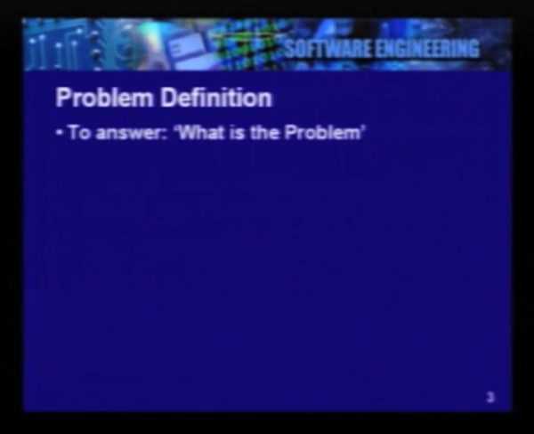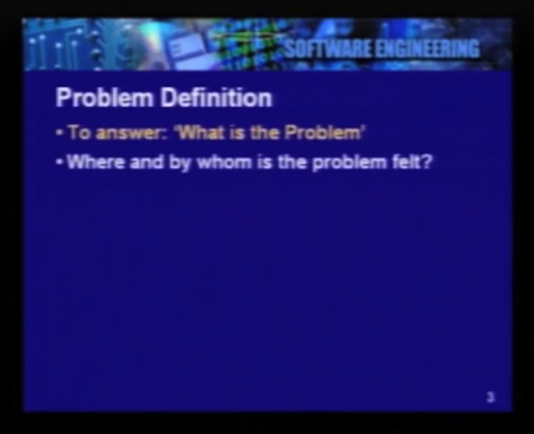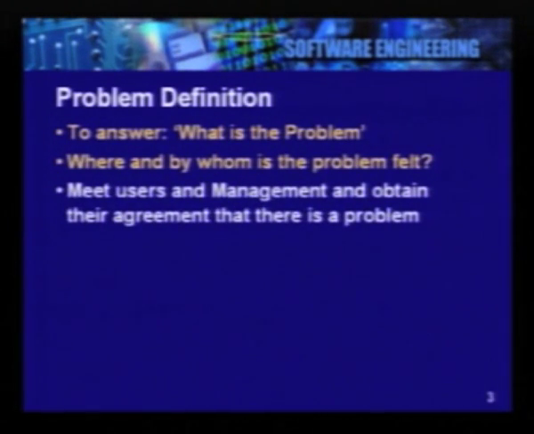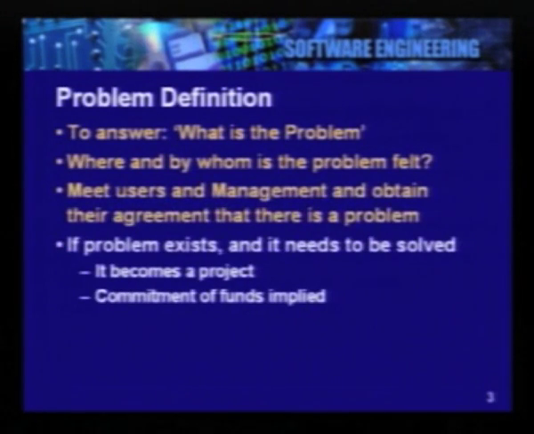In this, the simple question that we ask ourselves is, what is the problem that we are trying to solve? Who has faced this problem? Where exactly in the organization has the problem been felt? So, the idea in this particular phase is to meet users and the management and try to establish that there indeed is a problem to be solved. If all agree that there exists a problem and it needs to be solved, then it becomes a project. It becomes a project to be either implemented through software or whatever other means.